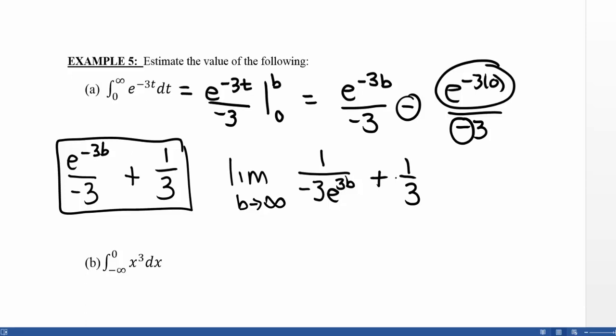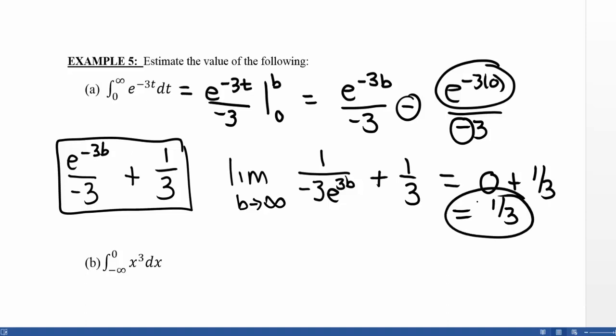So when you have an exponential function and it's to a positive power, as that power goes to infinity, the exponential function gets really, really big. So if we had e to the 3, e to the 30, e to the 300, e to the 3000, those numbers are going to get bigger and bigger and bigger. Since my e to the positive power is in the denominator, that means again that my denominator is getting really, really big. It's actually getting big in the negative direction because of the negative in front of the 3. But it doesn't matter because if my denominator blows up and gets really big, then that whole term will go to 0. So I have 0 plus 1/3. And 0 plus 1/3 is 1/3. So for part A, my integral converges to 1/3.